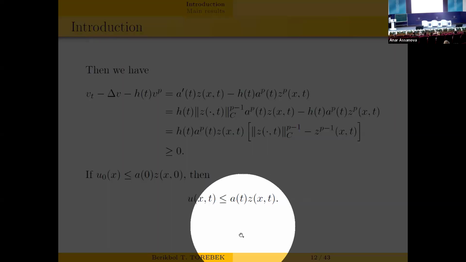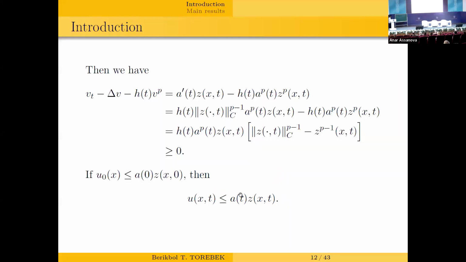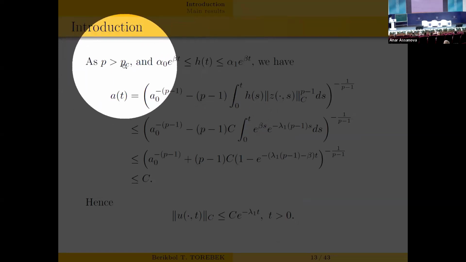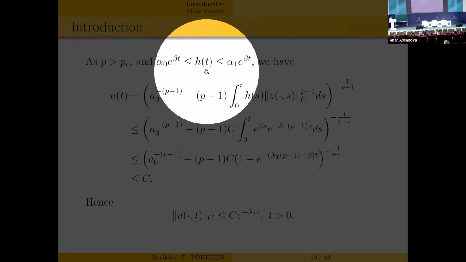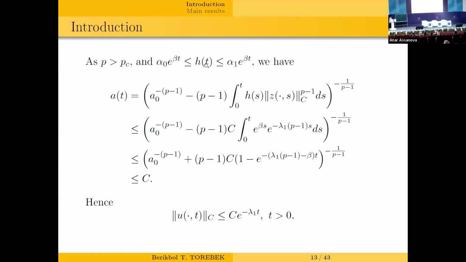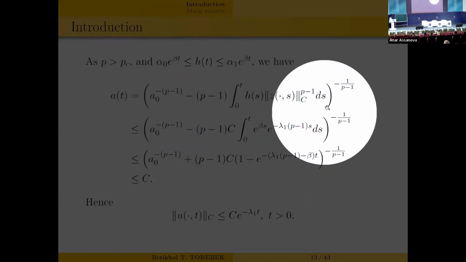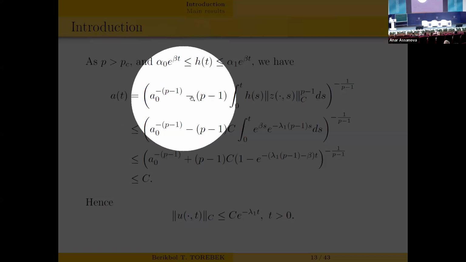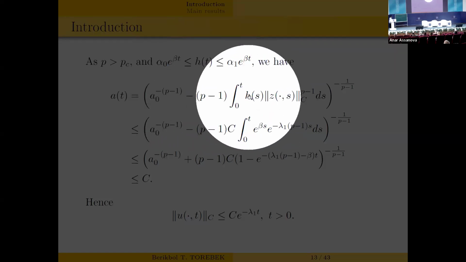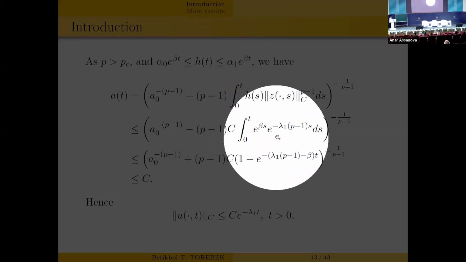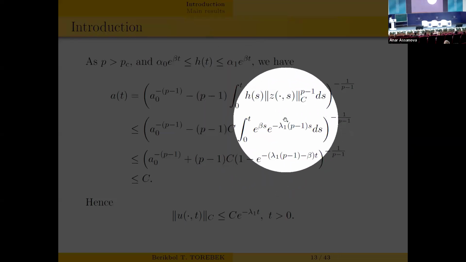And let us estimate this function a(t). Suppose that p is greater than this critical number, and h(t) satisfies these properties. So for a(t) we have this representation. And from here, instead of the integral of the function h(s), we can put this one. Then we have this expression finally.